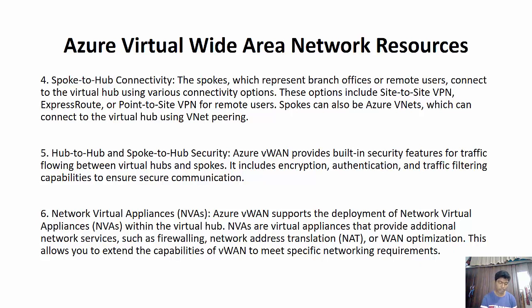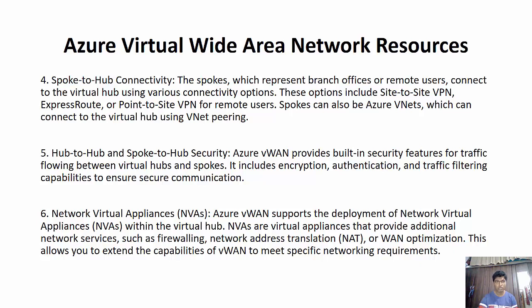There are various connectivity options which can be site to site connection, ExpressRoute connection, point to site connection for VPN for remote users. Spokes can also be used as Azure VNets, which can connect to the virtual hub using VNet peering.